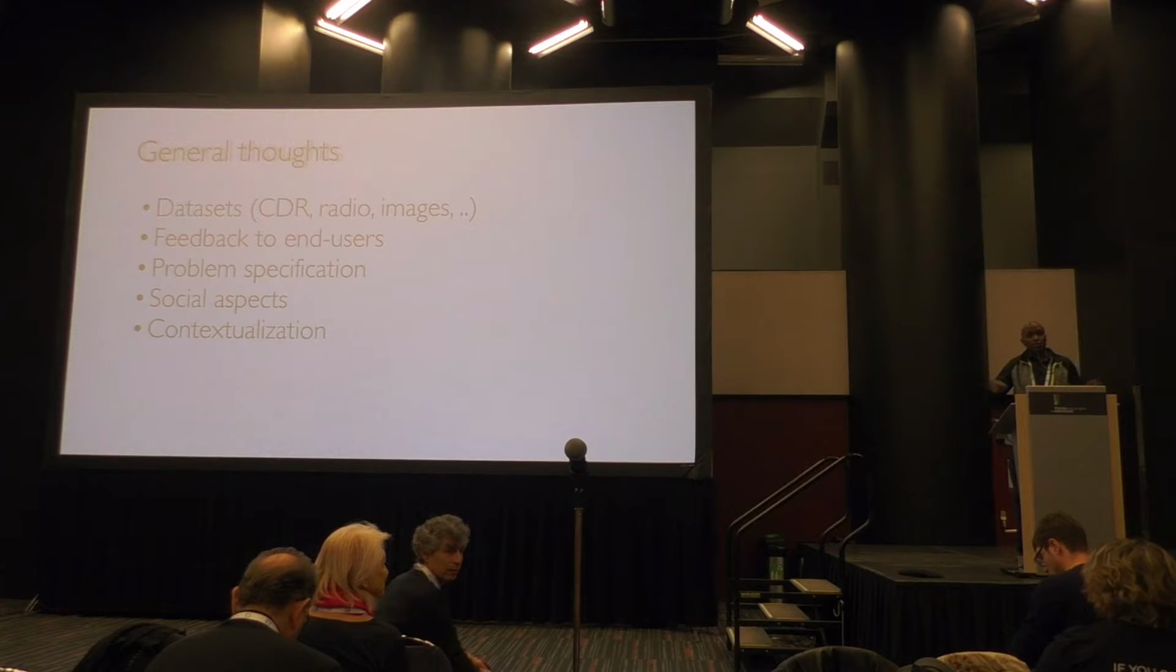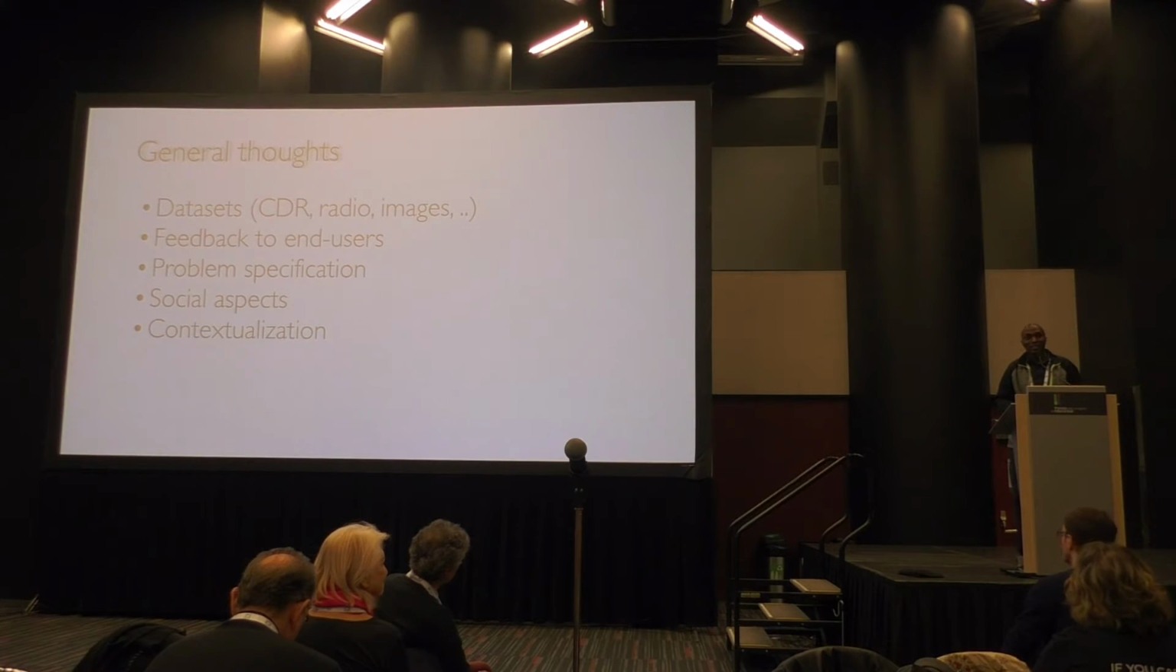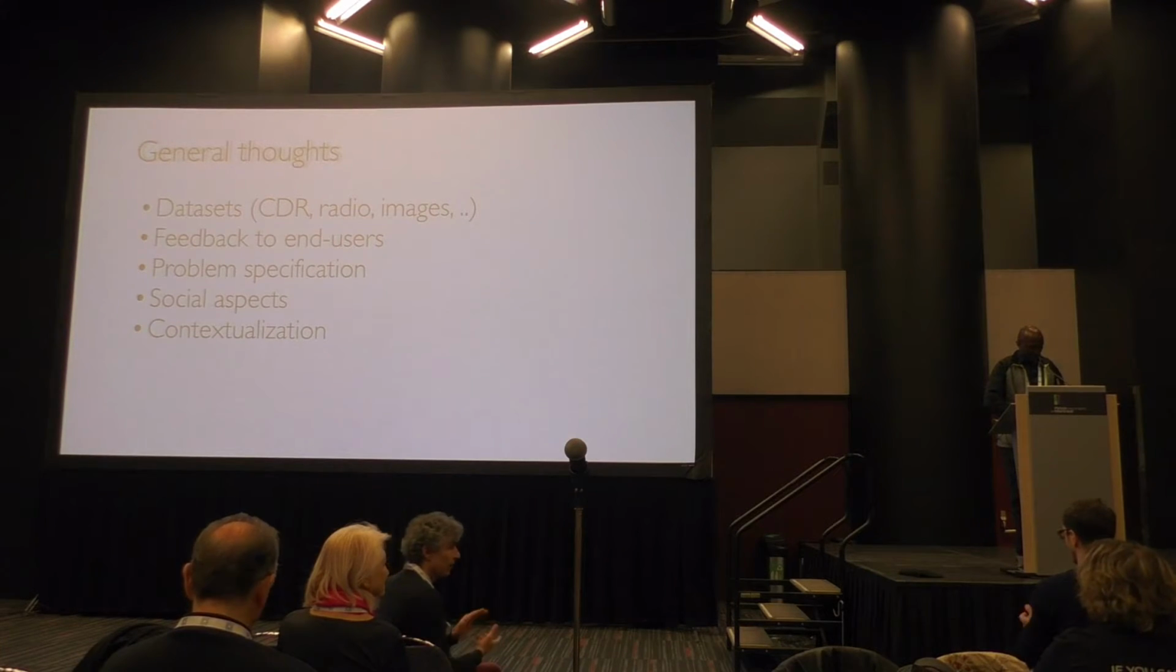And then problem specification. I think one of the biggest problems here is really specifying a good problem in a way that you can automate it. And then there are very many social contexts to problems, and then the context, of course. So I'll stop here and take any questions.